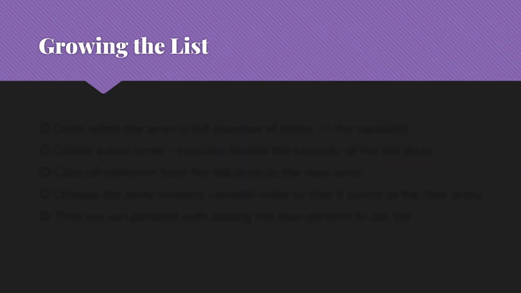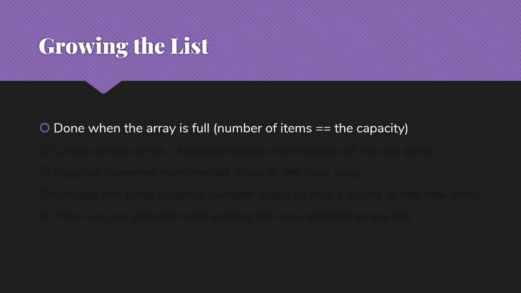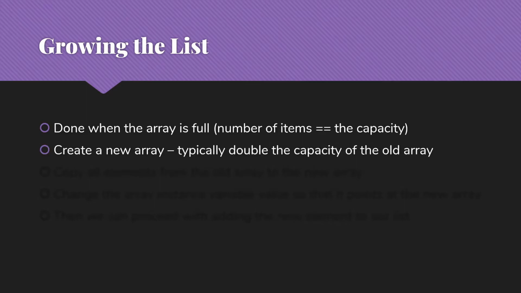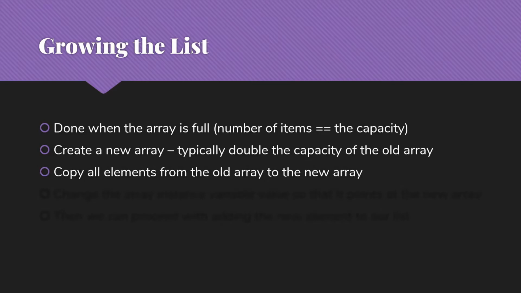So, growing the list. This is going to be done when the array is full. So our number of items equals the capacity of the array. What we're going to do then is we're going to create a new array, typically one that is double the capacity of the old array. So whatever the size of the array we currently have that's full, we're going to make a new one twice as big. Then we're going to copy all of the elements from the old array into the new array.